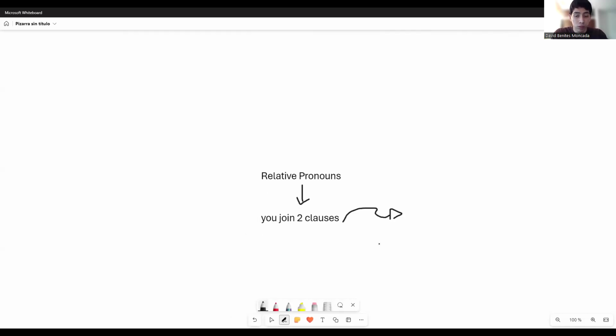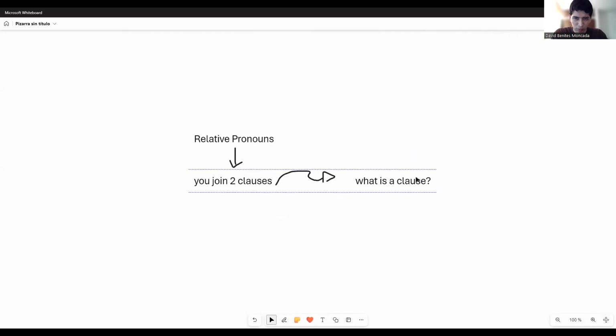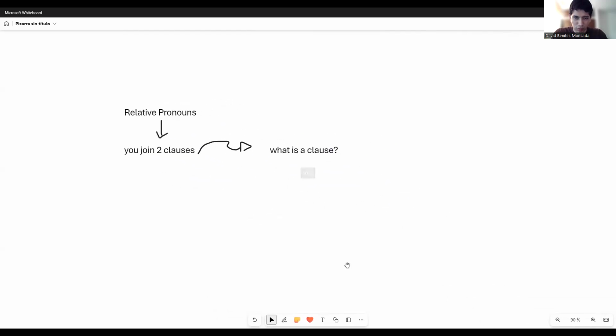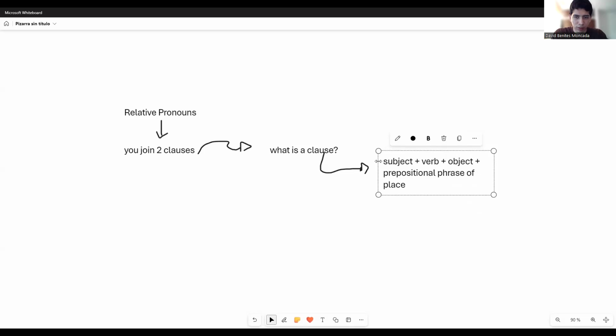But my question is, what is a clause? Now focus on this part. A clause is similar to a subject plus verb plus object plus prepositional phrase of place or prepositional phrase of time. You see?